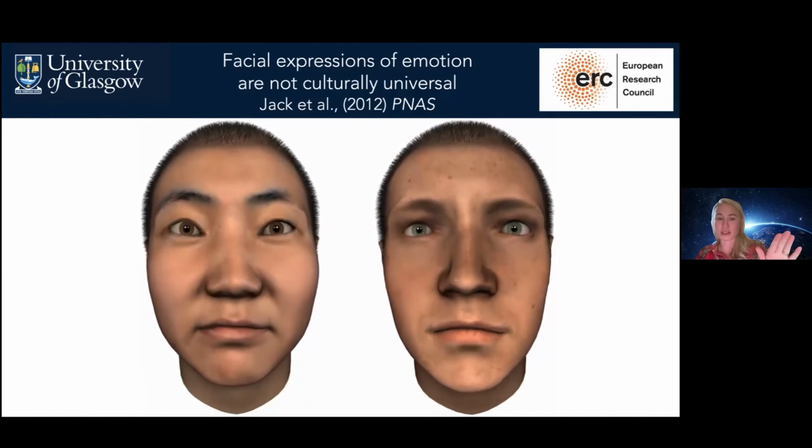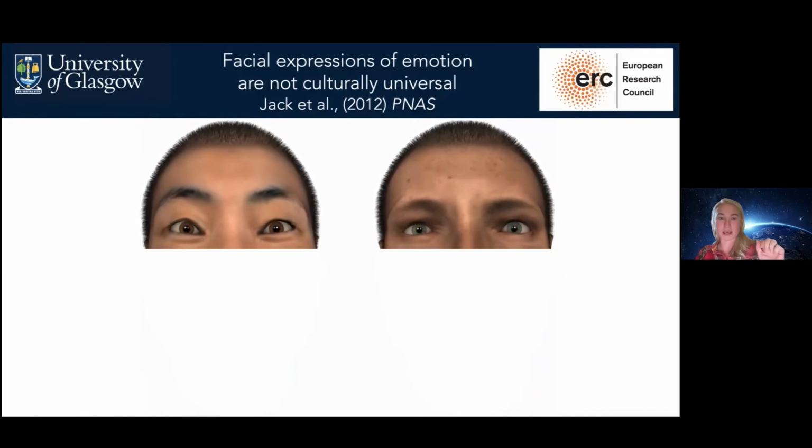Let's start with the East Asians on the left-hand side. So we'll go round again. We have happy, disgust, and anger. So you can see there's quite a lot of variance in there. You can definitely tell them apart, especially disgust and anger, which are already quite similar facial expressions, but even have this little jump of the eyebrows for happiness.